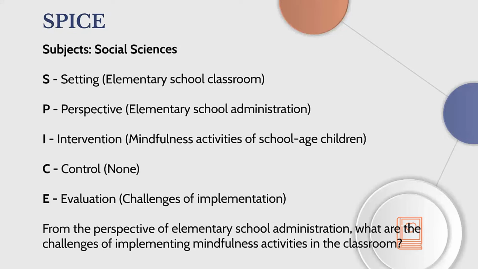Next up, we have SPICE. SPICE was developed for social science subjects. So the S would stand for setting, P for perspective. So, for whom is this question, or for whom is the research for? The I is intervention, C for control, E evaluation.